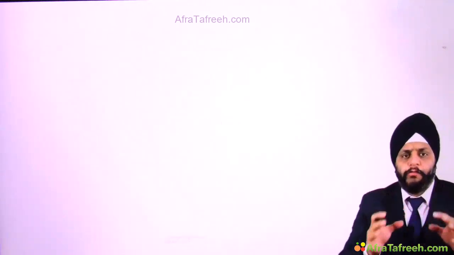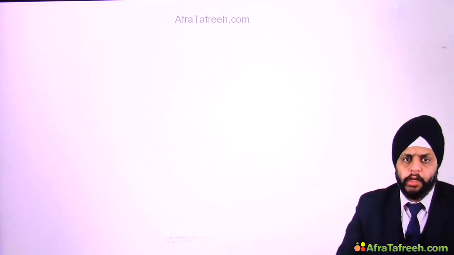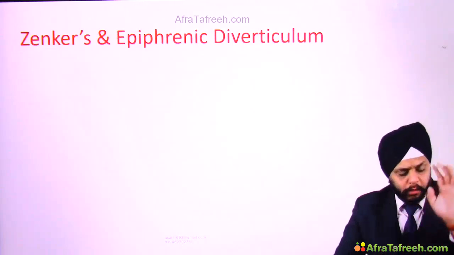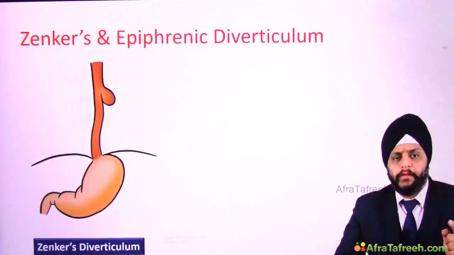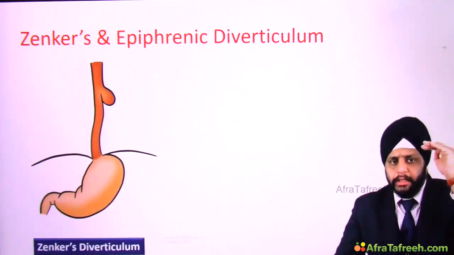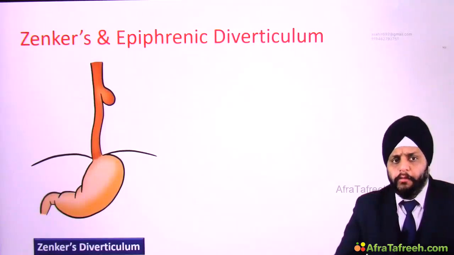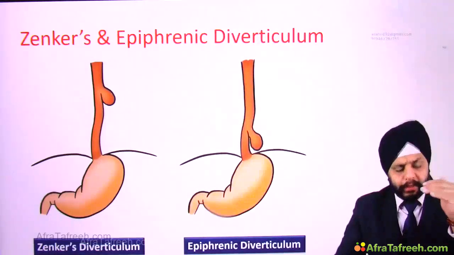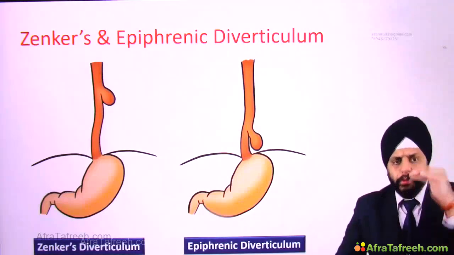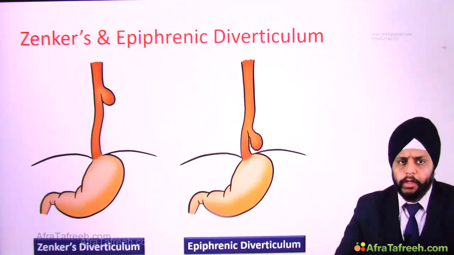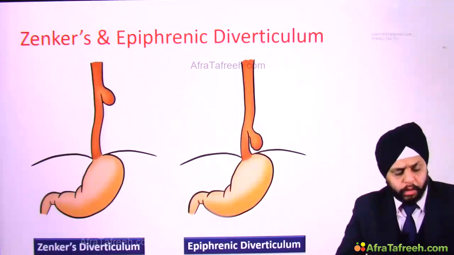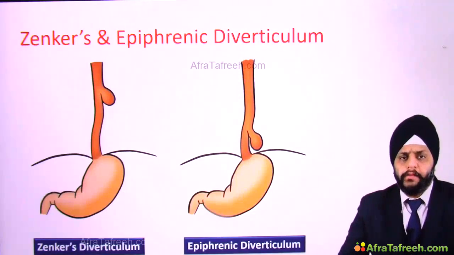Now before we finish the topic of Zenker's diverticulum, let us look at Zenker's diverticulum and the epiphrenic diverticulum. So remember, very easy: Zenker's diverticulum arises at the start of the esophagus, the upper part, whereas the epiphrenic diverticulum starts before the gastroesophageal junction. So that is lower down, in the lower one-third of the esophagus. So clear, you can differentiate between Zenker's and epiphrenic diverticulum. No confusion over here.